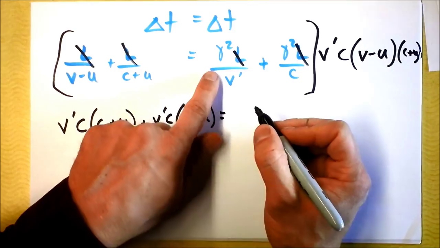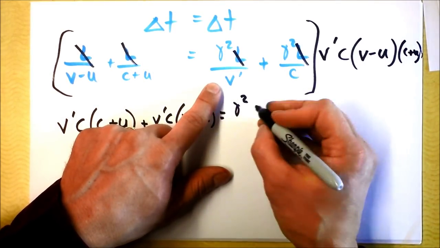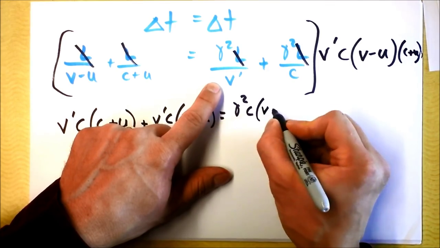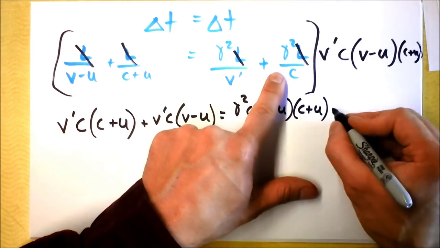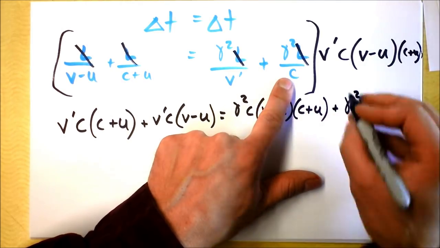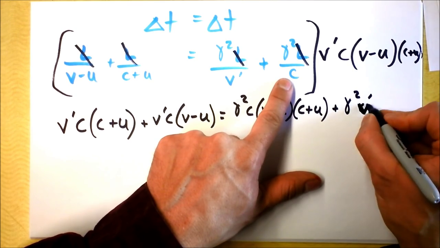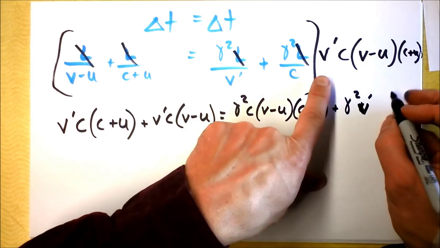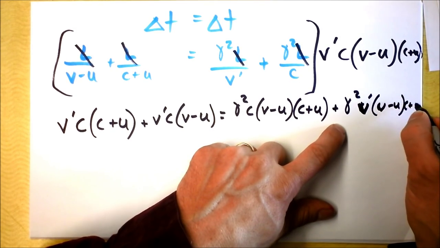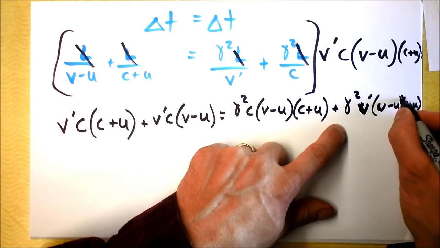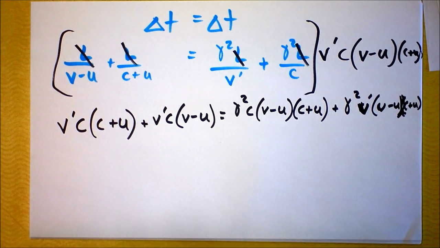And this next term over on this side, we're not gonna have a V prime, but we'll have all the other stuff, and we've got a gamma squared. That's gamma squared times C times V minus U, also times C plus U. Just because we hate denominators, we're doing all this. Plus gamma squared, and then I have to multiply by this stuff, but the C cancels. I've got a V prime, and then I'm going to multiply by V minus U, and then also by C plus U. That's going to be in parentheses as well. So that parentheses is overlapping that parentheses, but everything is still okay. We just barely fit it on one line.